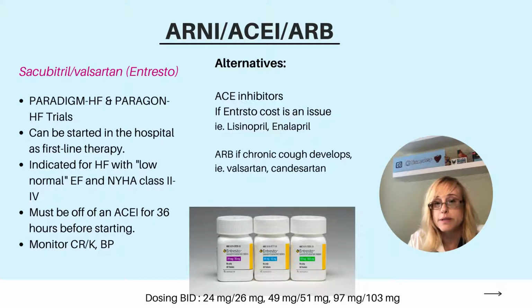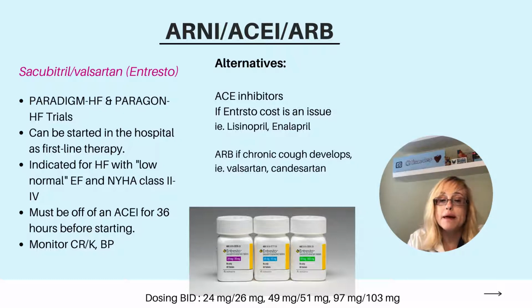Now, of course, there are some contraindications and things we have to watch out for. First of all, if they've been on an ACE inhibitor, we have to stop that ACE inhibitor for 36 hours before starting sacubitril/valsartan. And we need to really closely monitor creatinine, potassium, and blood pressure. Blood pressure tends to really be a problem. It lowers blood pressure significantly. It's a good medicine if the patient has high blood pressure. And also, it can tend to elevate potassium and elevate creatinine.